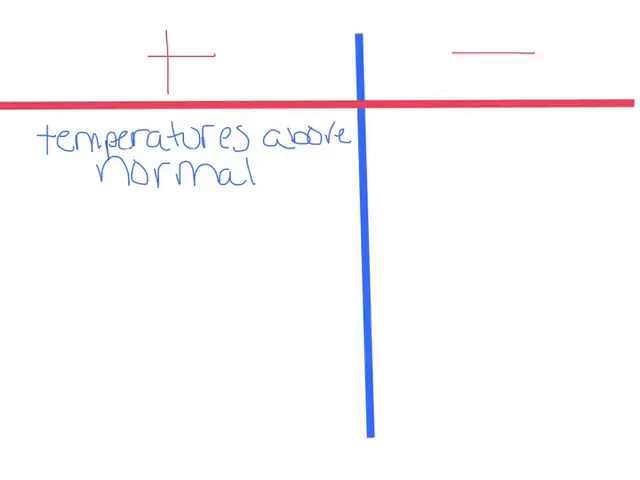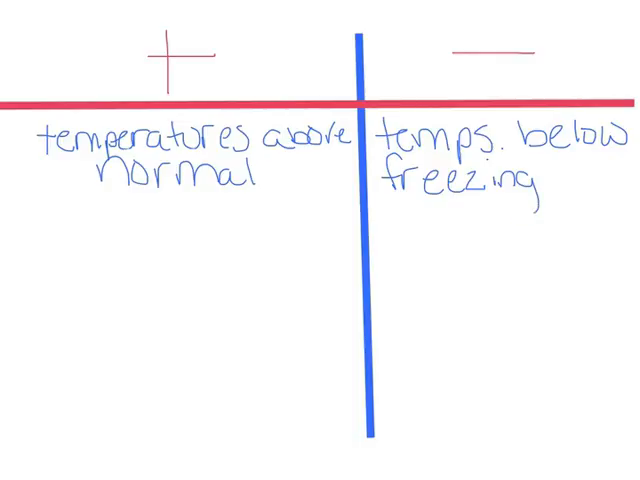Those are positive. Temperatures below normal, or below freezing, that's another way to say it. Freezing is 0. Actually, it's not below freezing, that's not really right, because freezing is 32 degrees, so I better not say that, because I might confuse you. Let's say temperatures below 0. Those are negative.